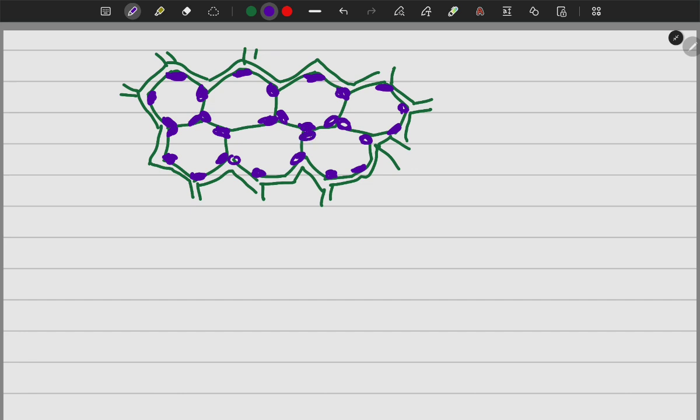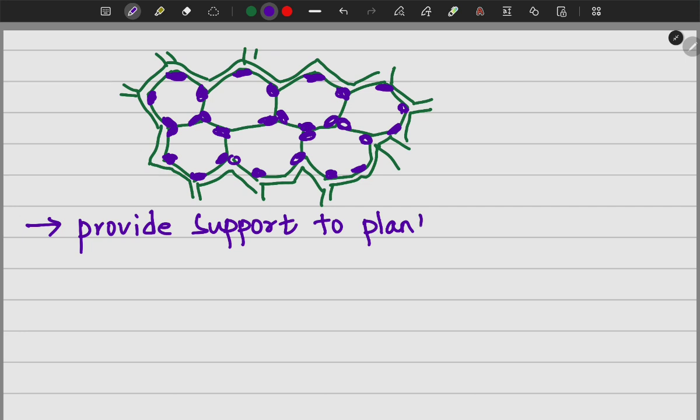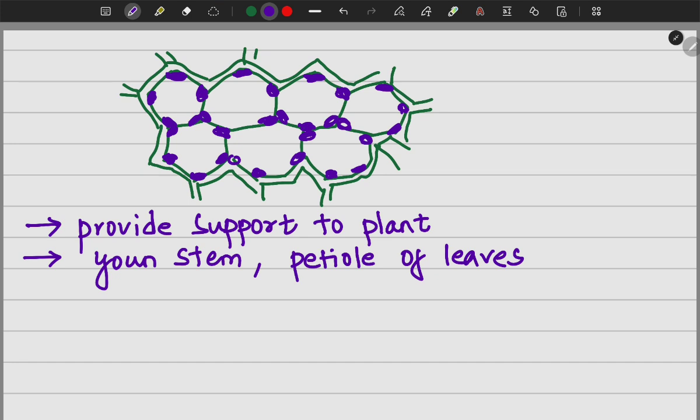So what happens because of these thickened cell walls? They provide mechanical support to the plant. Mainly the young stem and petiole of leaf. So all the young parts of the plant which require support during their growth, they all have these collenchyma cells. And as we can see in the figure, there are no intercellular spaces between these cells.